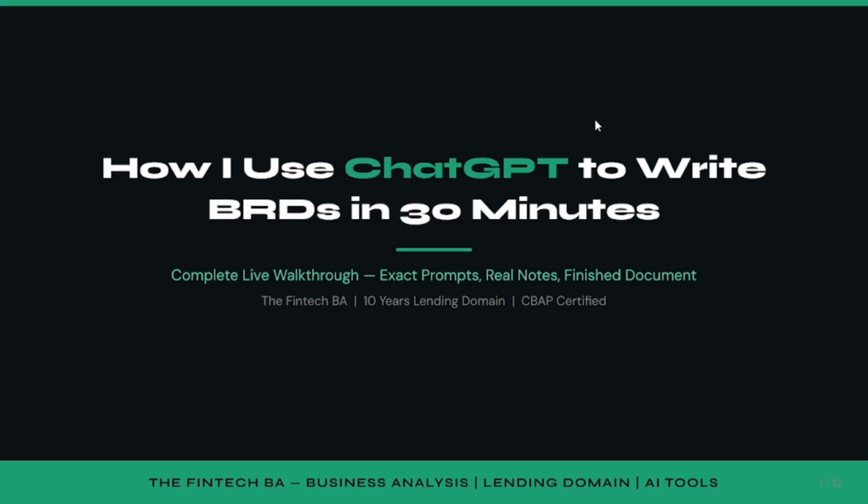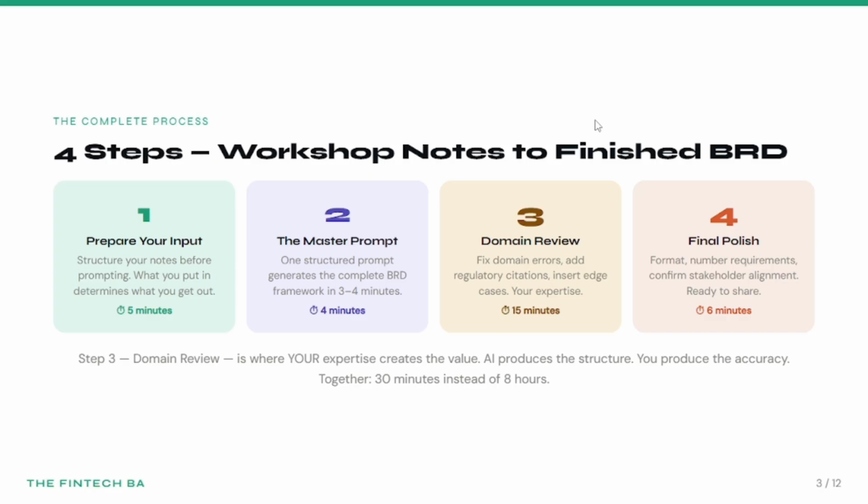Hi everyone. Today I'm going to discuss how I use ChatGPT to write BRDs in 30 minutes. I have mentioned 30 minutes, but definitely it would take less than that to complete a BRD. Here I have mentioned 4 steps to write a BRD: prepare your input, the master prompt, domain review, and the final polish. These are the steps to follow to write a proper BRD.